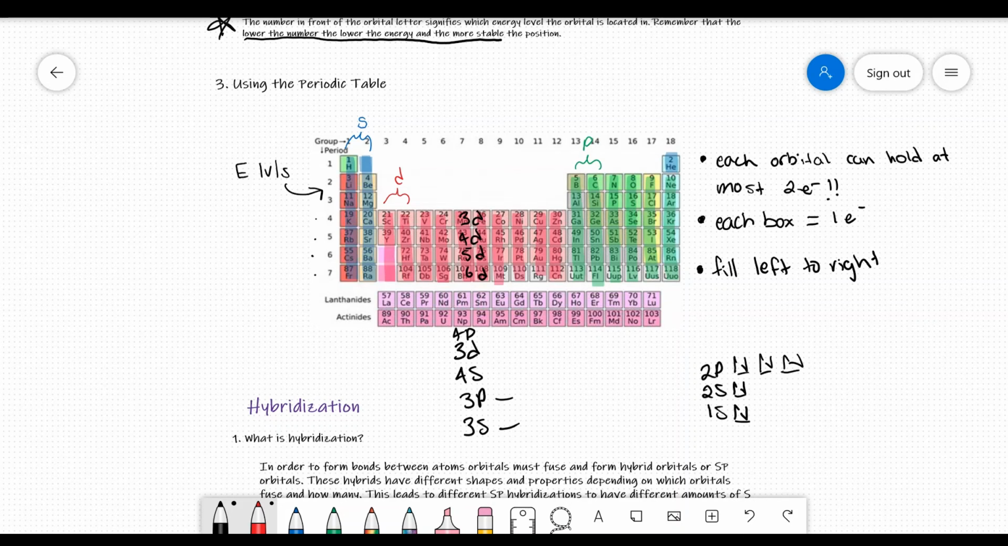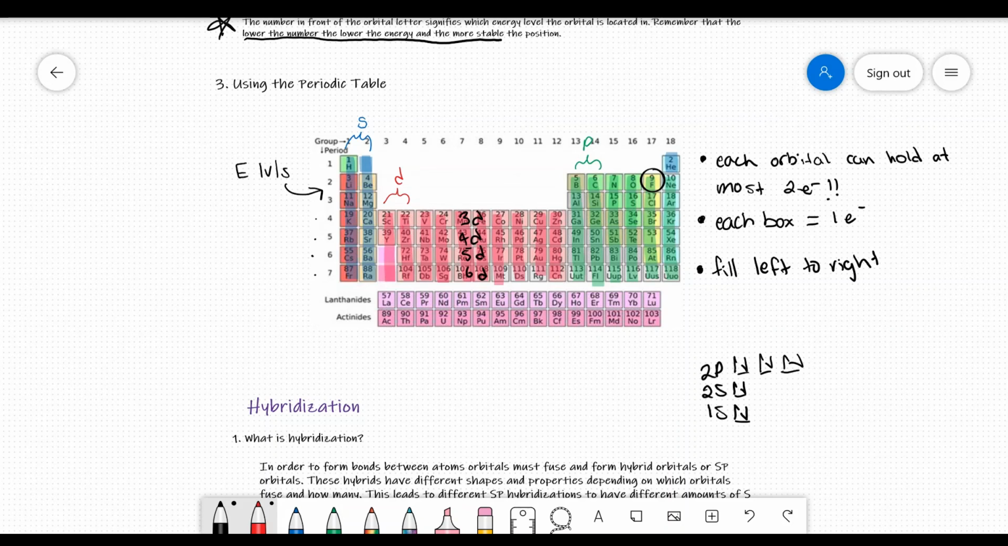But just so you guys can see, we're going to go up, down, up, up, up, down, down, down, up, down, up, and so on and so forth. So you see that we always fill 3D last, after the 4s. Okay, let's choose an example and see if we can figure it out. Let's choose fluorine. Fluorine seems like a good choice.